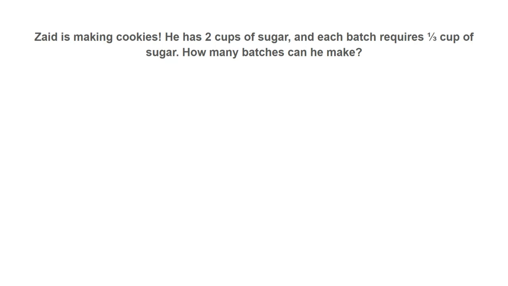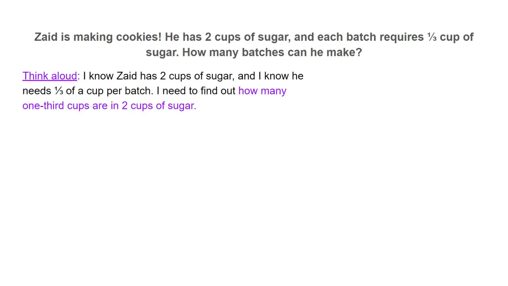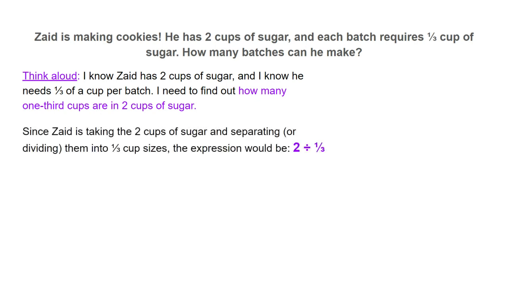So again, the first thing we need to do is figure out what I know, and what this is really asking me to do. I know that Zaid has 2 cups of sugar, and I know he needs 1/3 cup of sugar for each batch. I'm trying to figure out how many batches he can make, or how many third cups are in those 2 cups of sugar. So since he's taking those 2 cups of sugar and separating them out or dividing them into 1/3 cup sizes, the expression would be 2 divided by 1/3. And remember, I did just say that a good way of thinking about this is how many times does 1/3 fit inside of 2? So let's draw a picture.